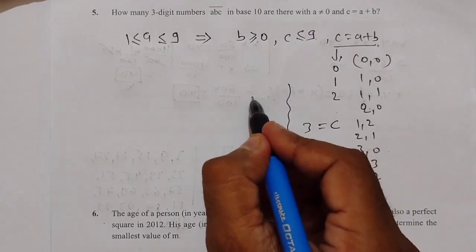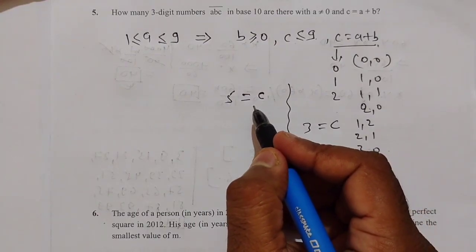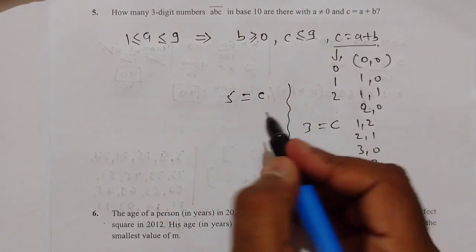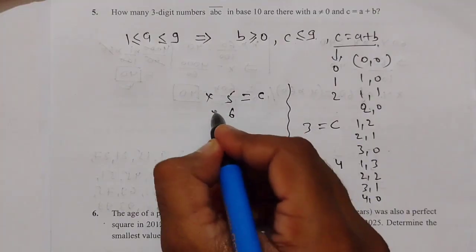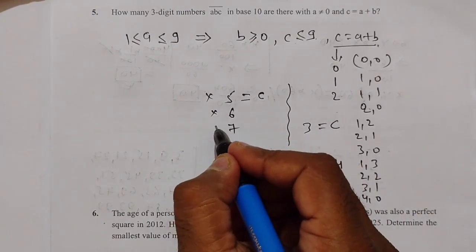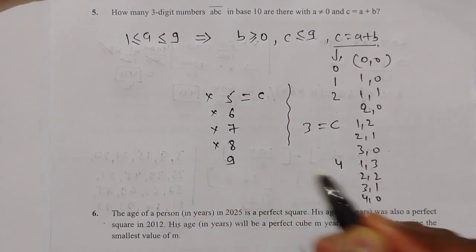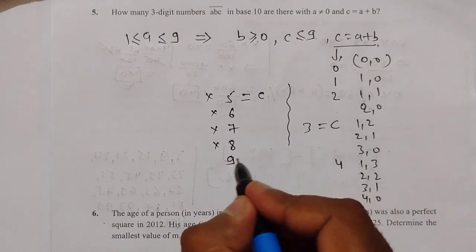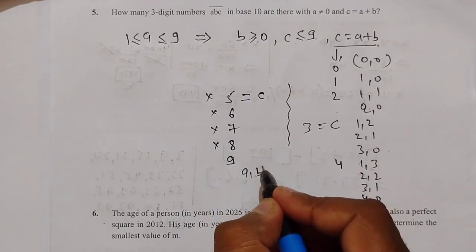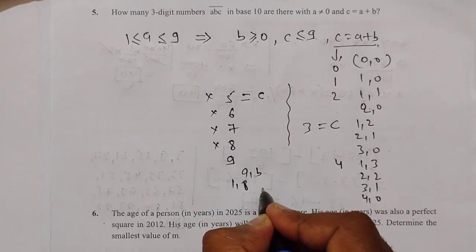Now if we use C equal to 5, then there are no pairs, when we use 6, then also no pairs, if we use 7, then also no pairs, if we use 8, then also no pairs, if we use 9, then we have the value for AB, which we have the value 1 8, and the second value will be 9 and 0.